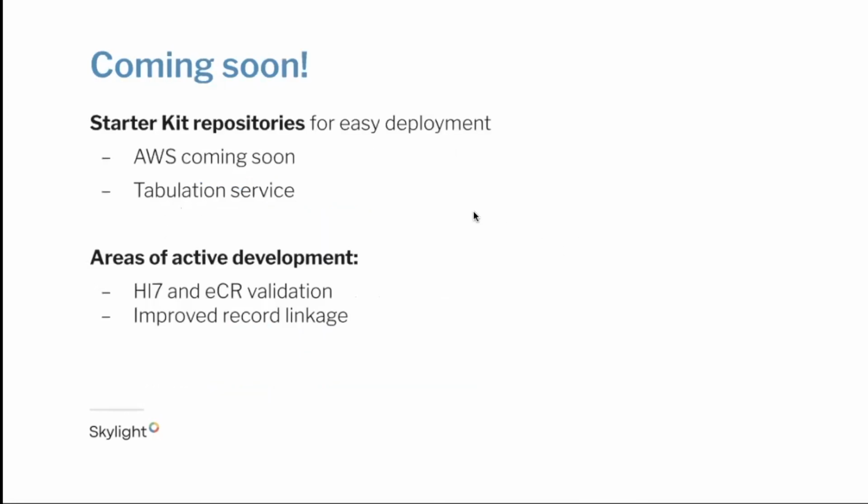In terms of things that are coming soon, starter kit support for AWS, as well as finalizing our tabulation service, is coming. Currently, we are working on figuring out how to have a robust validation process for both HL7 and eCR data. And we're also looking at more sophisticated approaches to record linkage.